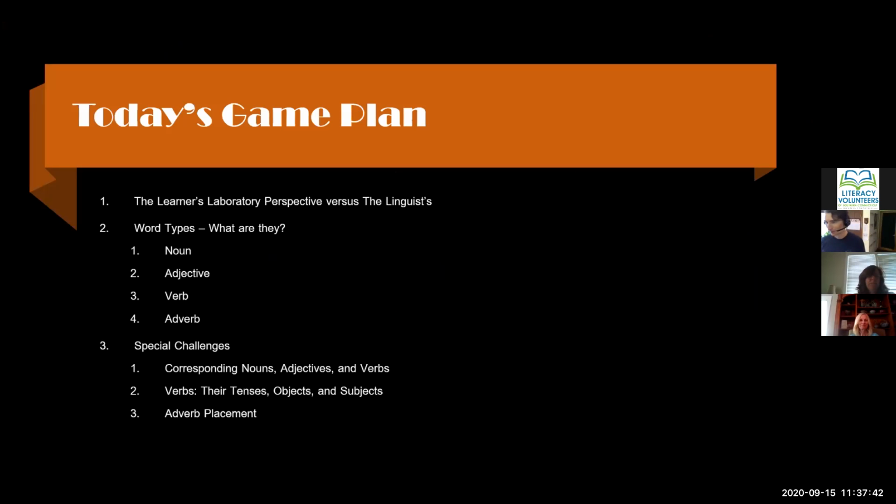So the game plan for today, I'm just going to reiterate what I just said about taking the language learner's laboratory perspective on this issue versus the linguist's perspective. Like I said, I'm not a linguist. Then we'll go right into the word types. What are they? And the real heart of this presentation is the special challenges that the students encounter, and we'll identify them and then talk about some ways to get around them.